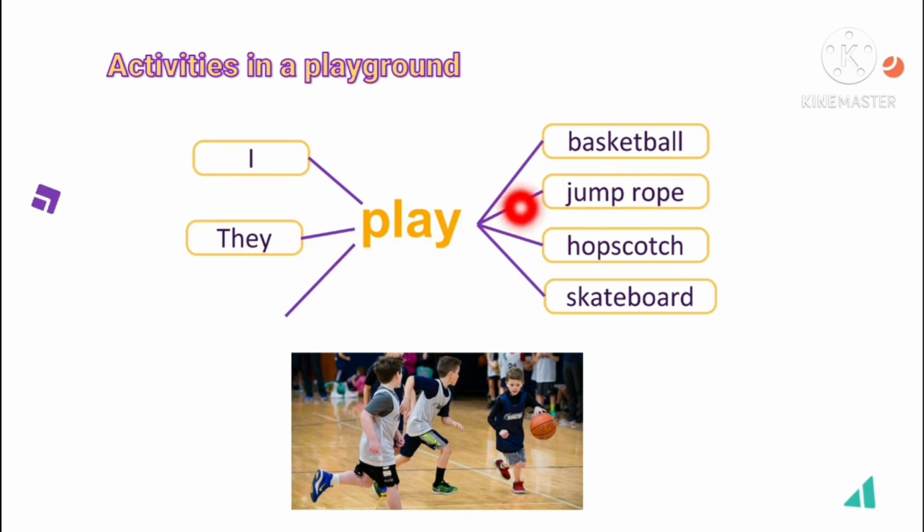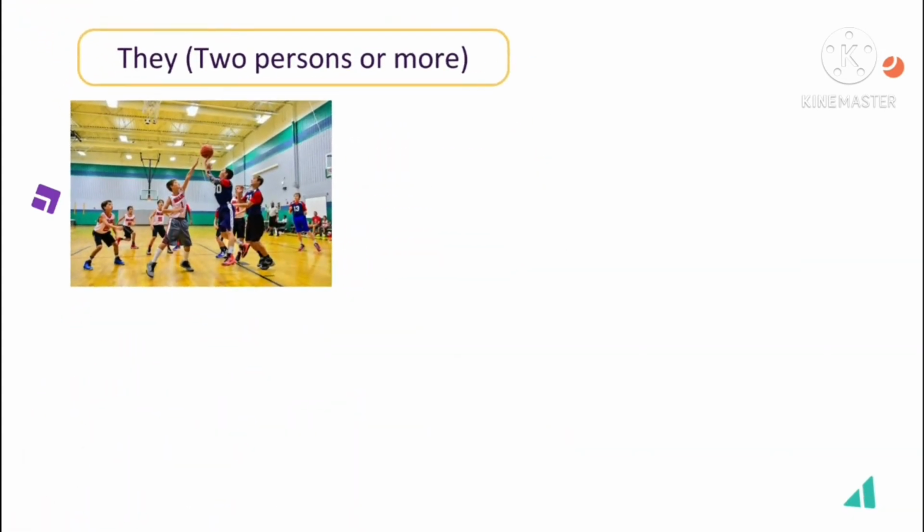Or they play jump rope. Or we play hopscotch. Or we play skateboard. What about this picture here? They play basketball. Yes, you're correct. They play basketball. Okay, let's take a look at the example for the subject they. Means two persons or more.